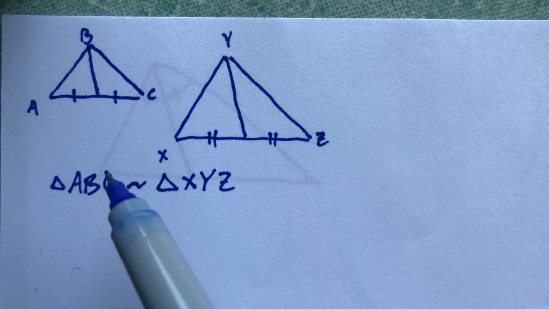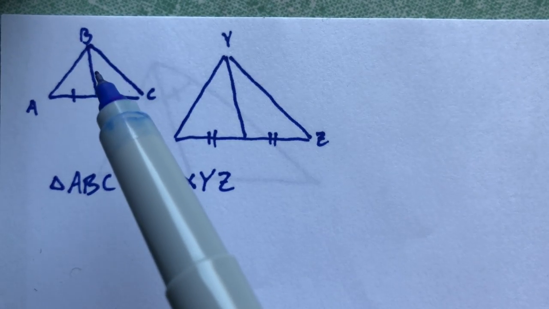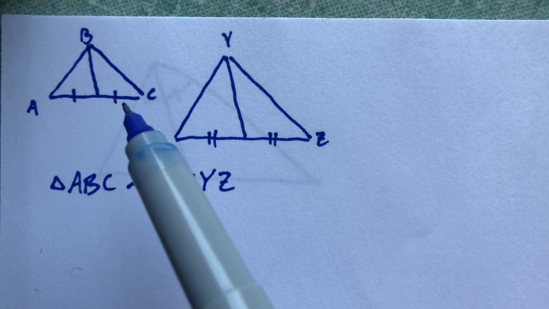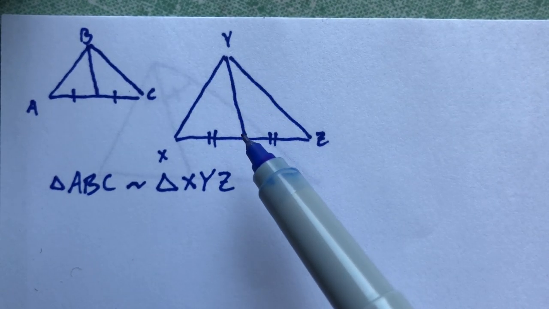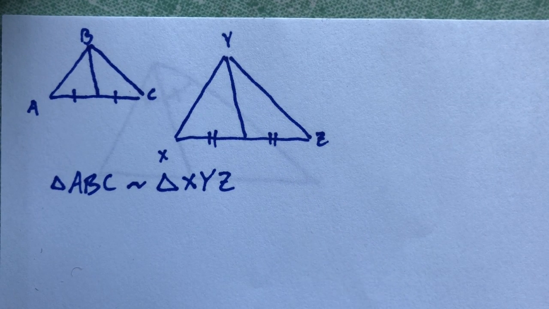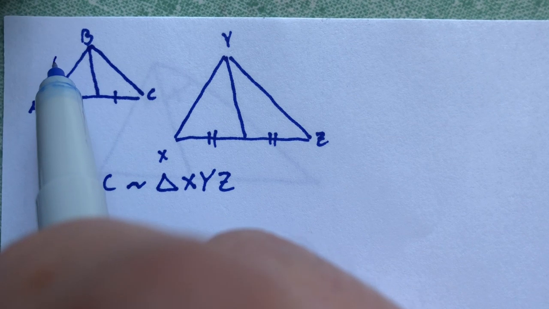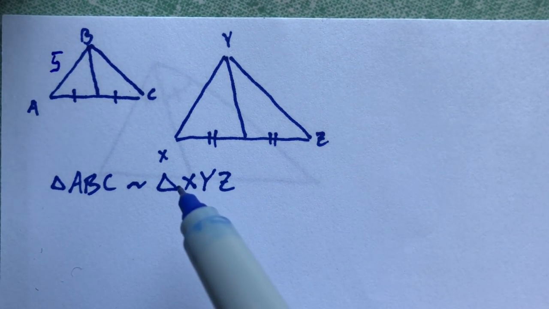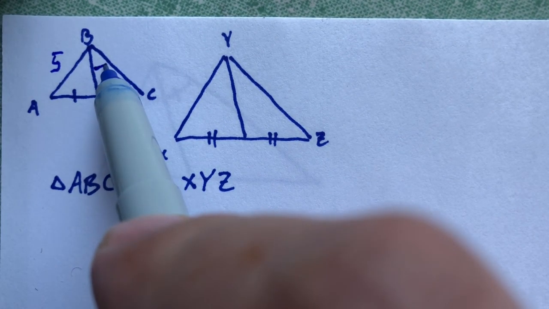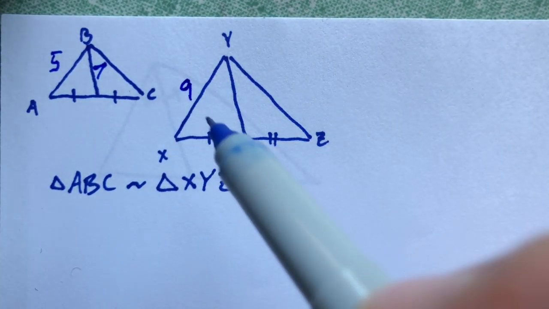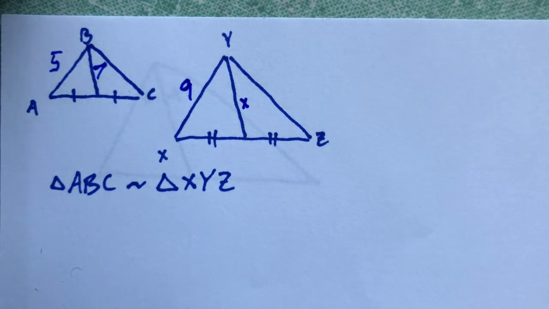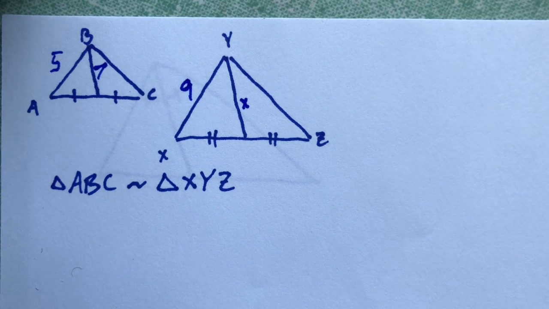I know that these are medians because I can see that the segment comes from B across to side AC and splits it in half. Same thing over here. We have the segment from Y coming across and splitting segment XC in half. So we have medians. So let's say we had some numbers in here. Let's say that this side is 5 units long. And let's say that we know its median is 7 units long. And let's say we know that side XY has a length of 9. And we want to know the length of that median in the larger triangle.